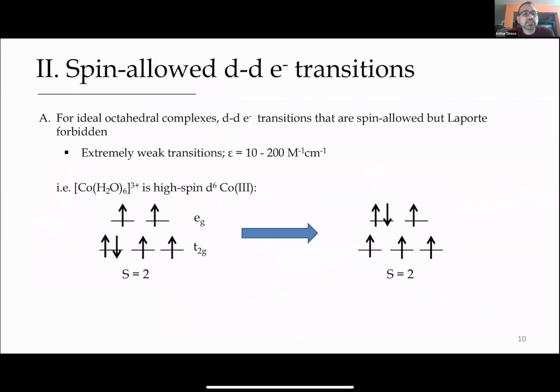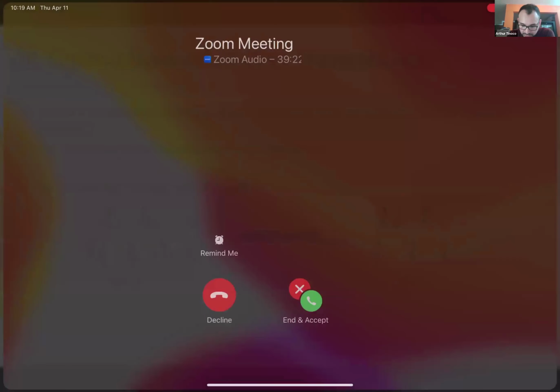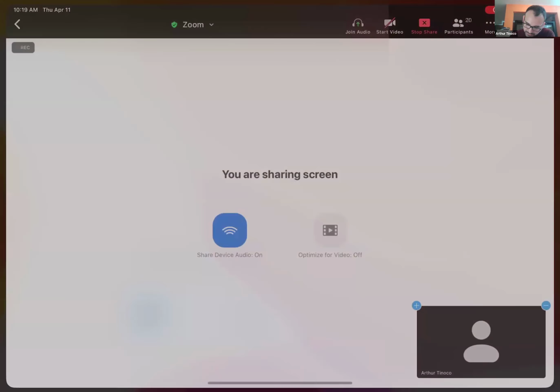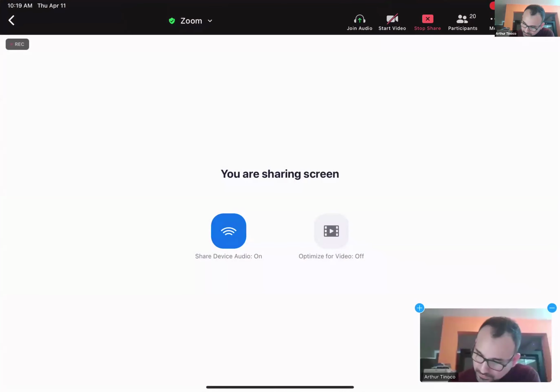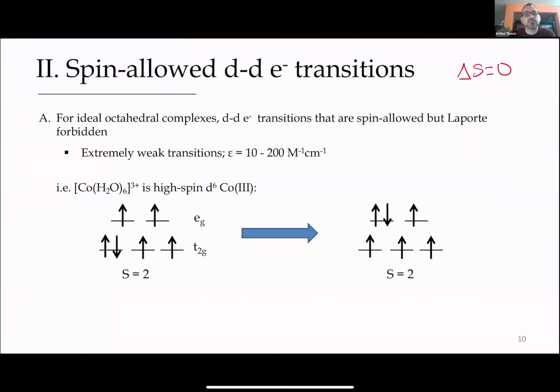All right, so let's look at an example of something that is actually spin allowed, okay? So for it to be spin allowed, we're looking at a system that has a change of 0, so no change of your spin after an excitation occurs. So here we're looking at, sorry about that. There we go. Waiting for this to catch up.